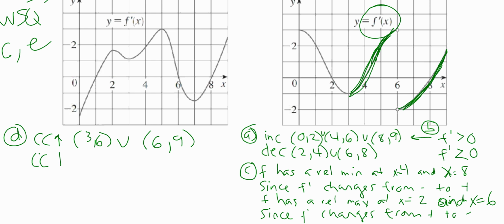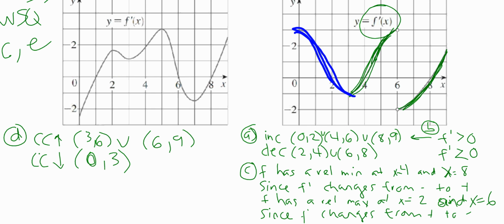F is concave down like a frown when the first derivative is negative. So the first, or not negative, decreasing. I've got to be careful with my words here. The first derivative is decreasing from 0 to 3. So that means that the second derivative would be negative, which implies that it's concave down like a frown on that interval, 0 to 3.